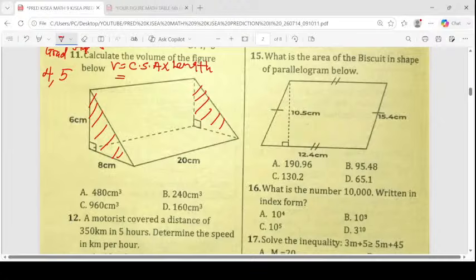So the cross-sectional part is the triangular part. We are going to have it as a half multiplied by the base of the triangle 8 times the height of the triangle 6. This gives you the area of the cross section. Multiply now the length of the solid, which is 20. So this will be like saying 24 times 20, exactly giving you 480 cubic centimeters, which is choice A for apple. Choice A for apple.